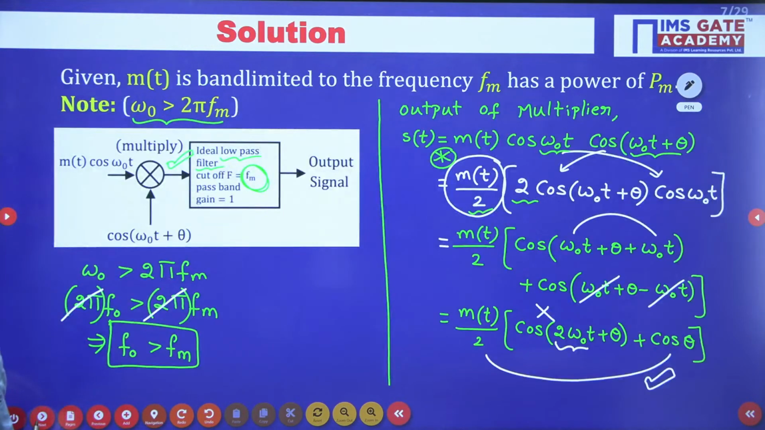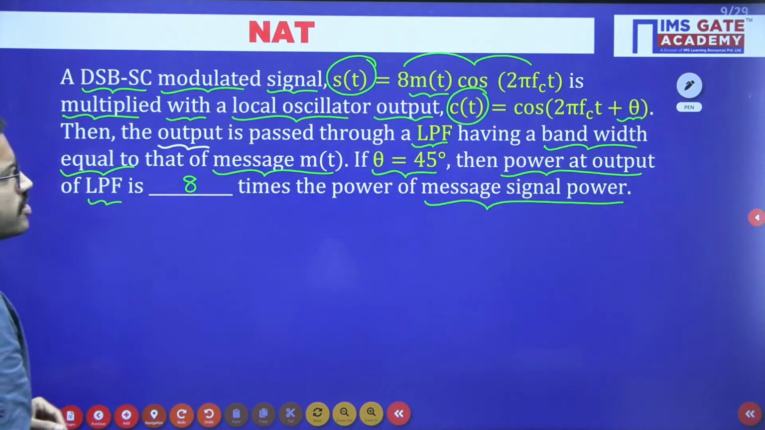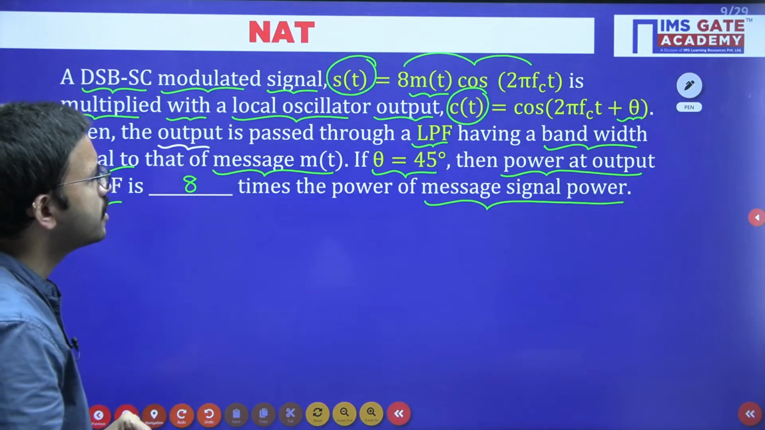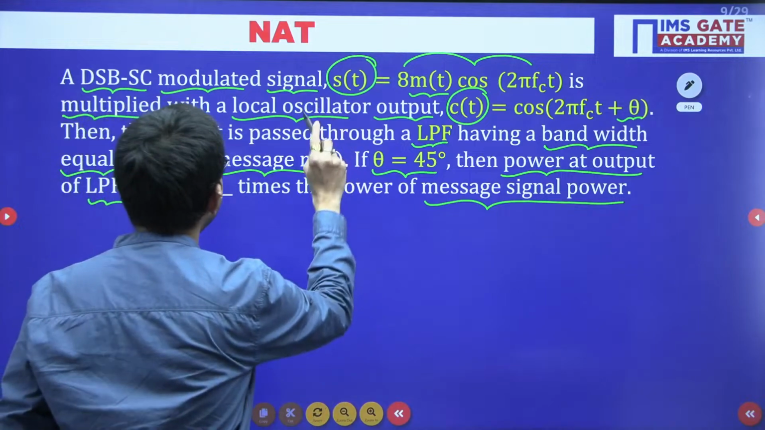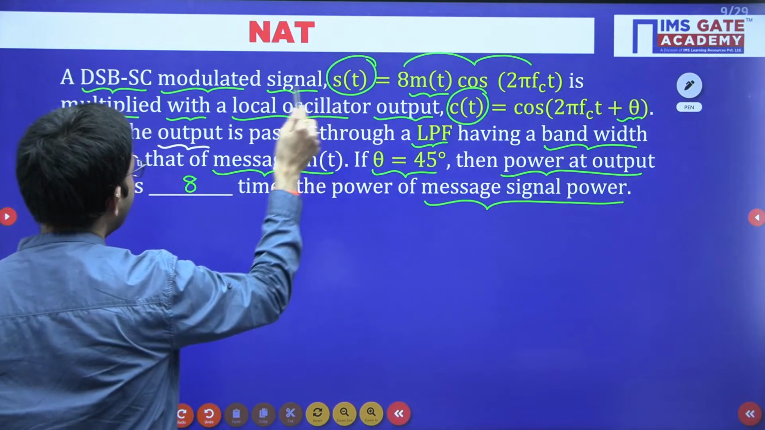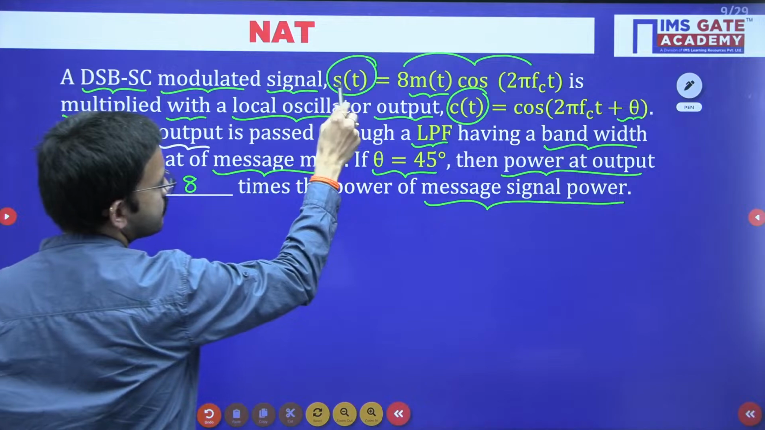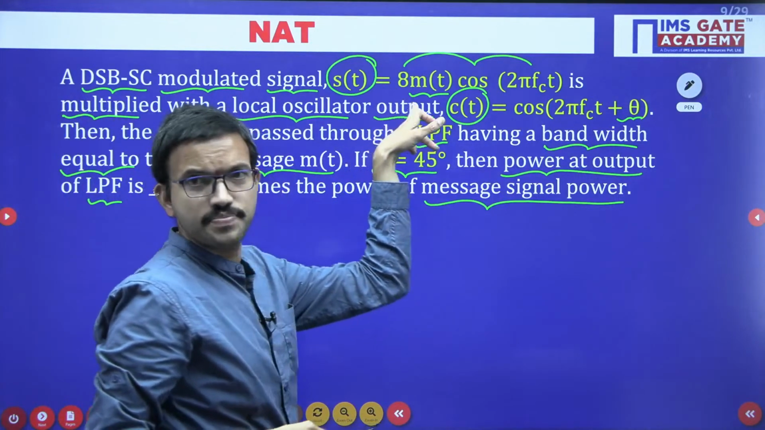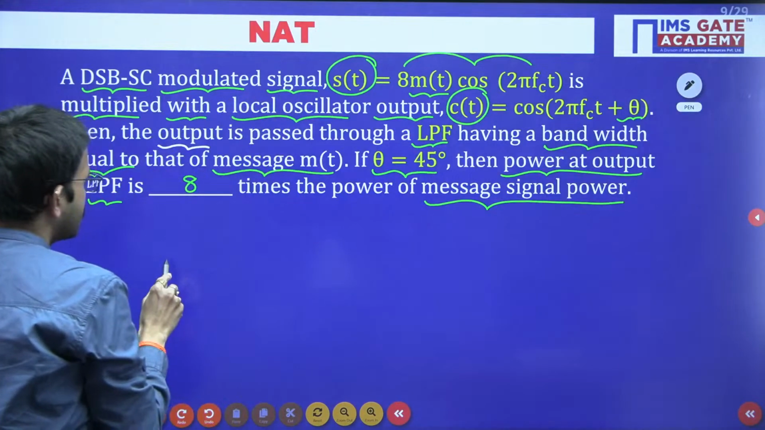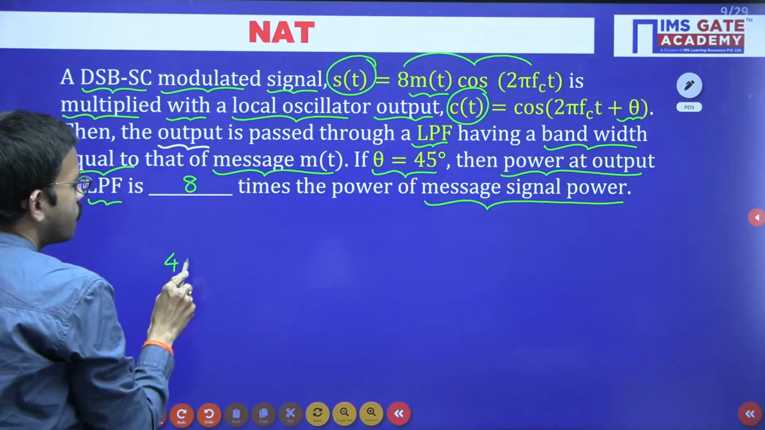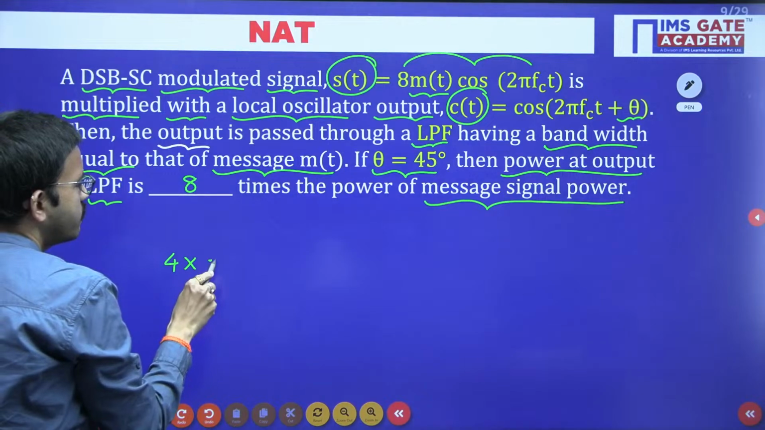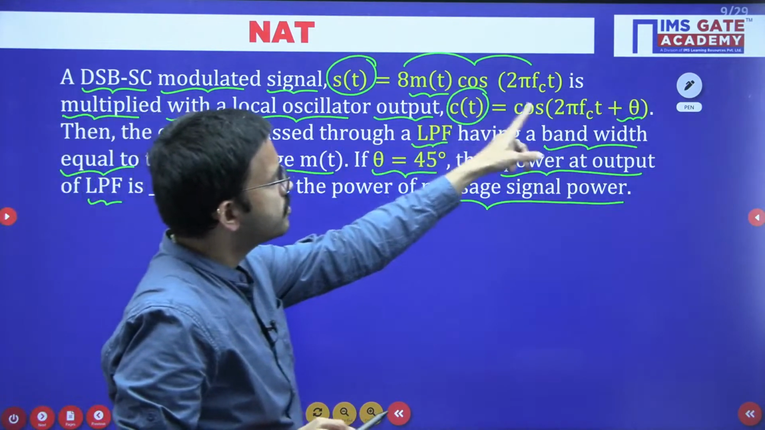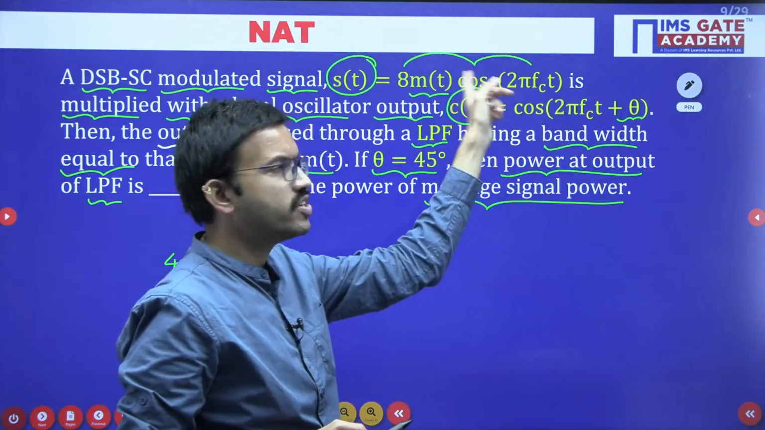Similarly, with this understanding, all of you give a try. With the approach we have just mentioned, all of you give a try. Here in this particular question, we are multiplying S of t and C of t. Here 8 is there, so 8 we can write as 4 into 2. So that means we are getting the 2 cos A cos B format, right?